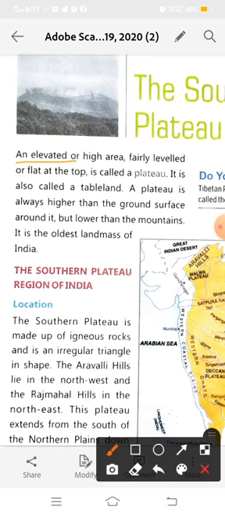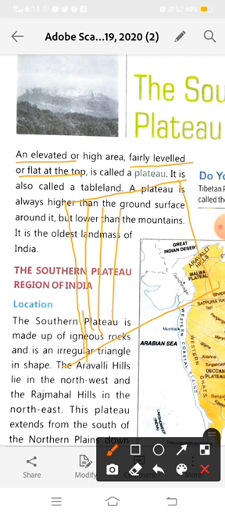Look here, I am drawing an elevated or high land. Elevated means high. Fairly leveled or flat at the top is called a plateau. This is your plateau. Elevated or high, fairly leveled or flat at the top.